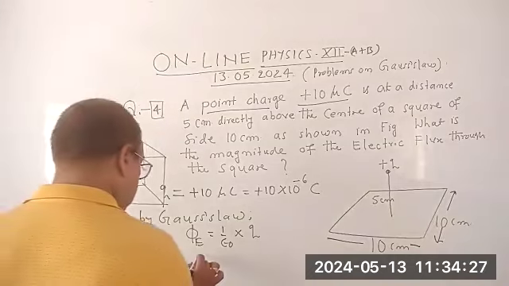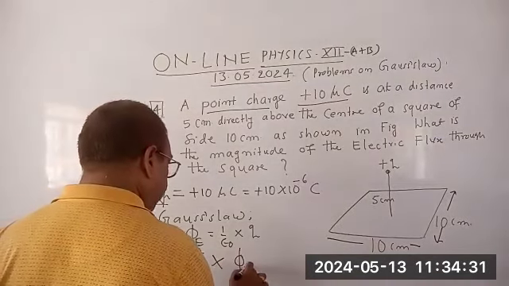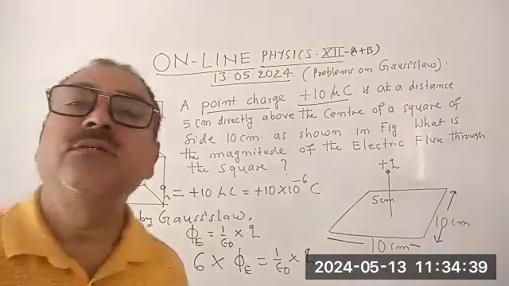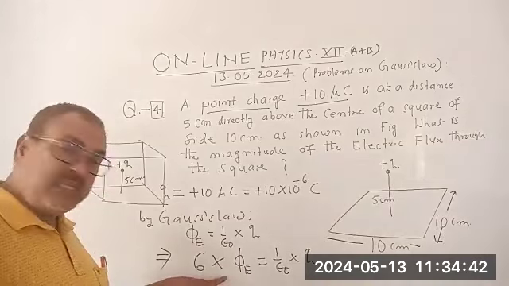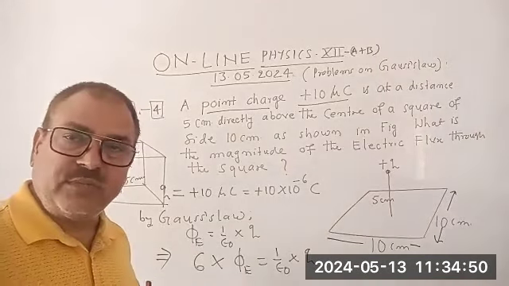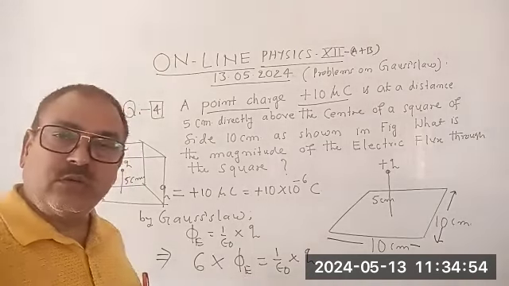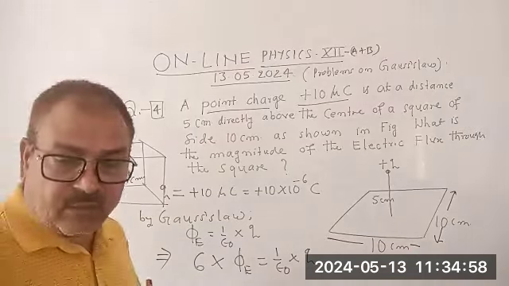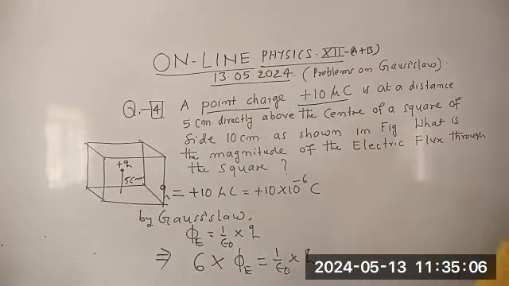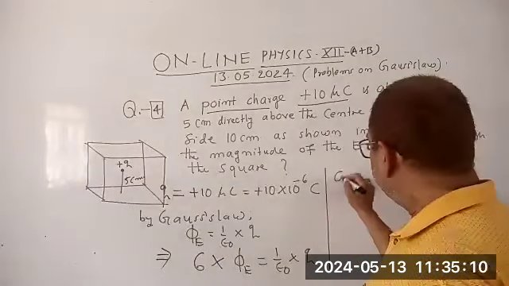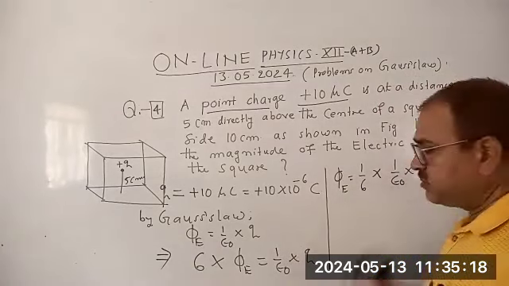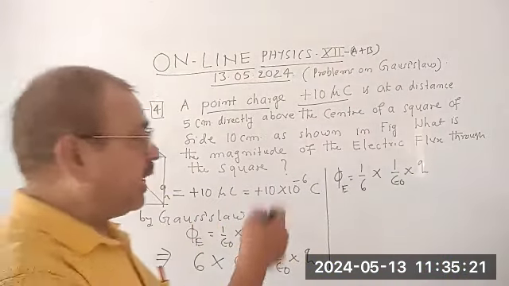The flux of each face will be 1 upon epsilon times the charge. So, having 6 faces of the cube, total flux will be 6 times the flux of each face, phi equal to 1 by epsilon times the charge. By writing this formula, we can easily find. So the phi will be 1 upon 6 times 1 by epsilon times the charge. Now you can easily put the value of the charge and the permittivity.